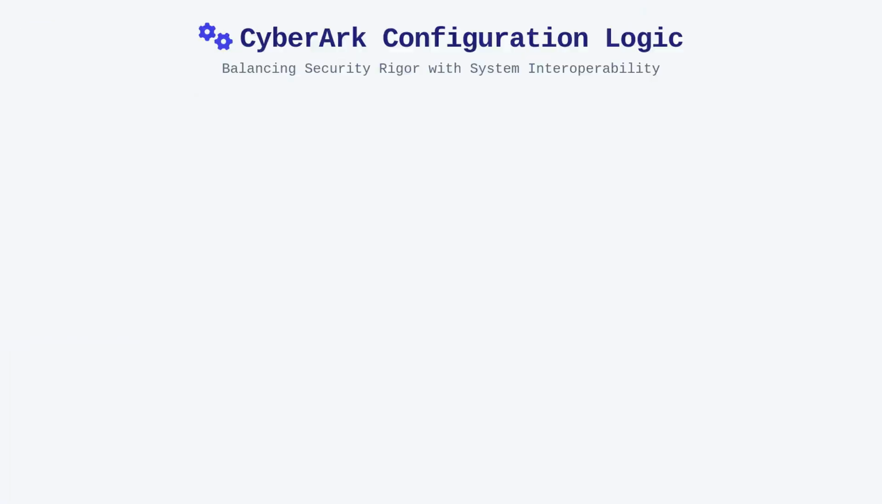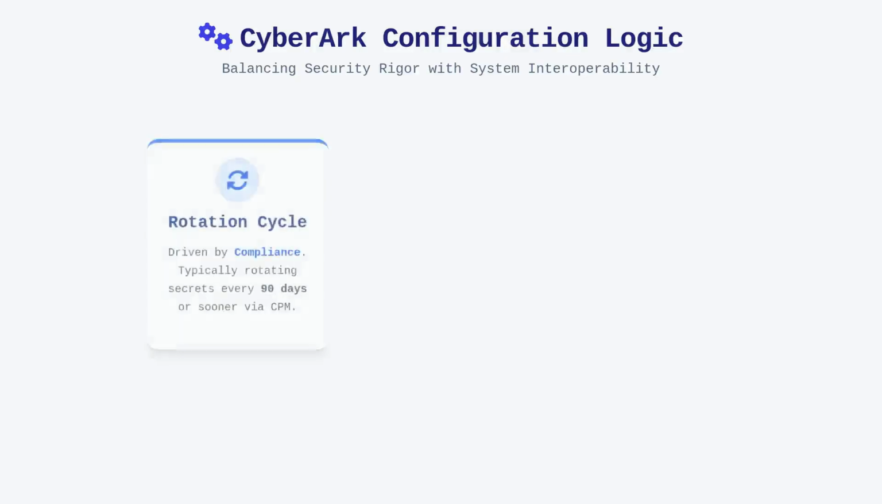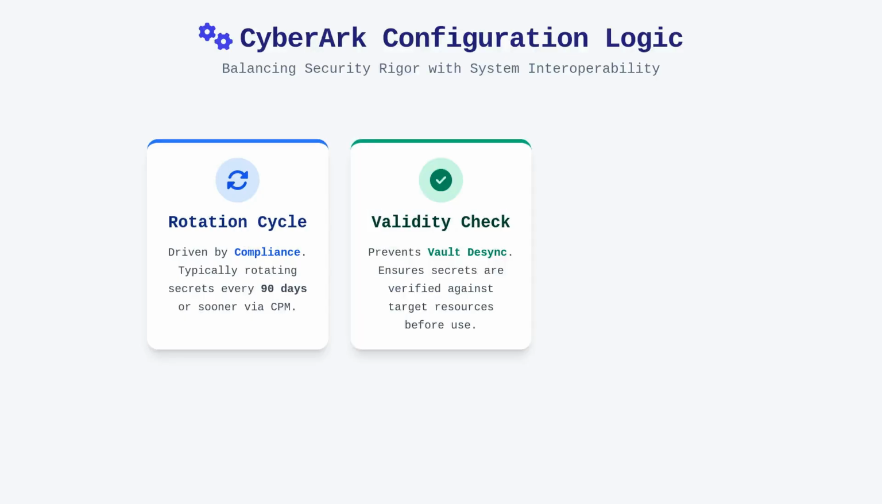Configuring these settings requires a firm grasp of how CyberArk translates high-level concepts into technical, actionable parameters. For instance, you will define how often the central policy manager initiates a password change, which is typically driven by compliance requirements for rotating secrets every 90 days or sooner. Beyond rotation, verifying that a password is still valid against the target resource is a critical function, as it prevents the situation where the vault hosts a secret that no longer works on the target system.